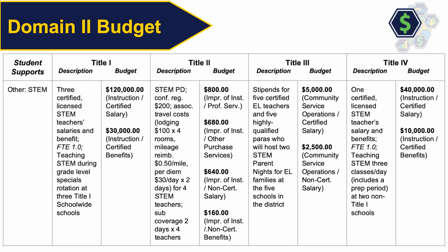In this example, you can see the LEA has budgeted for a STEM activity across all title funds. Title I is funding the salaries and benefits for 3 STEM teachers at each of their school-wide Title I buildings. Title II is funding the associated professional development for all LEA STEM teachers. Title III, which must be supplemental to all other federal funding streams, is funding stipends for EL teachers and paras to host STEM parent nights for EL families at each of the 5 buildings.